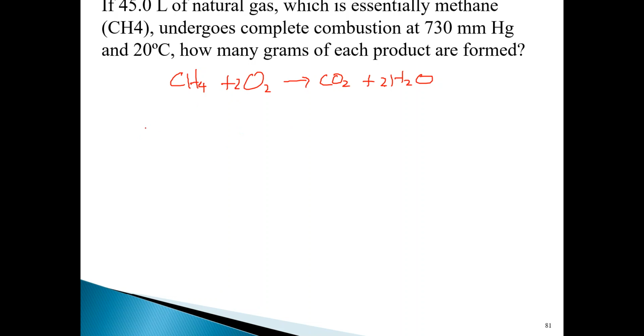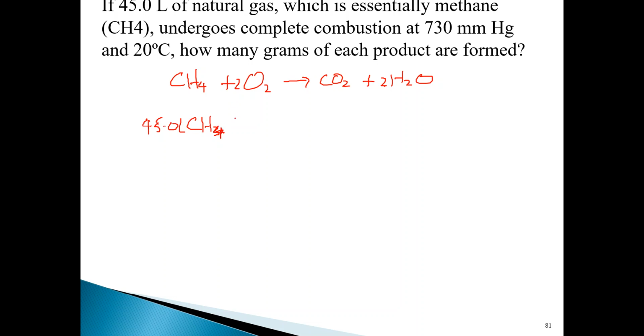Okay, so now that we have the balanced equation, it gives you 45.0 liters of methane, CH4, right? And it says it undergoes complete combustion at 730 millimeters mercury and 20 degrees Celsius. How many grams of each product are formed? Okay, let me just work with the question as it is.